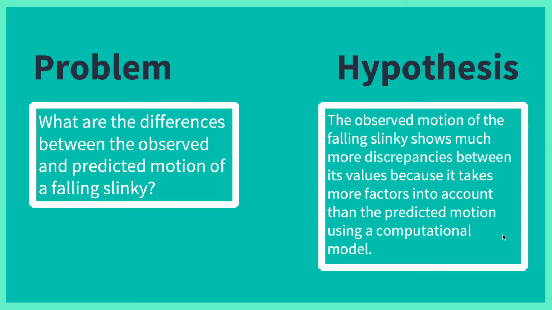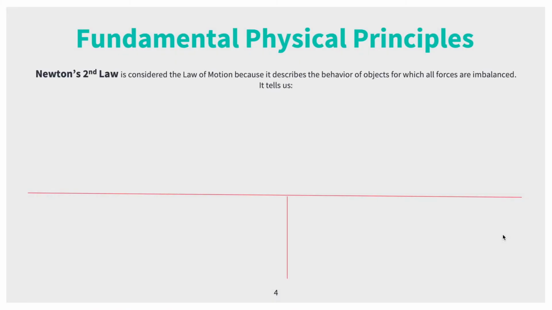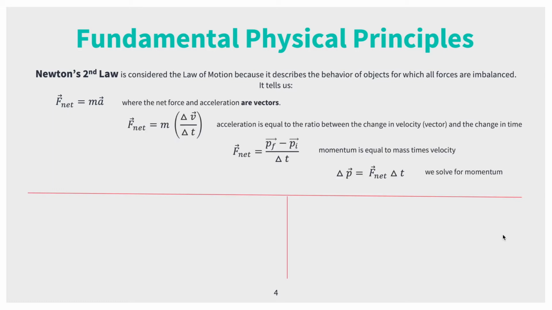The fundamental physical principle involved in this problem is Newton's second law. This law is also considered the law of motion because it describes the behavior of objects for which all forces are in balance. It tells us that the net force of an object is equal to the mass times the acceleration, where the net force and acceleration are vectors, saying that the acceleration is equal to the ratio between the change in velocity, a vector, and time. Distributing this change in velocity vector times the mass, knowing that the mass times the velocity equals momentum, we can say that the change in momentum is equal to the net force times the change in time.